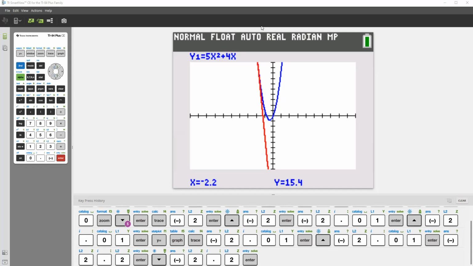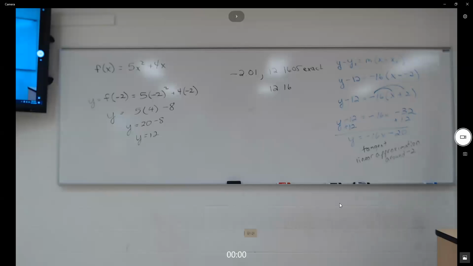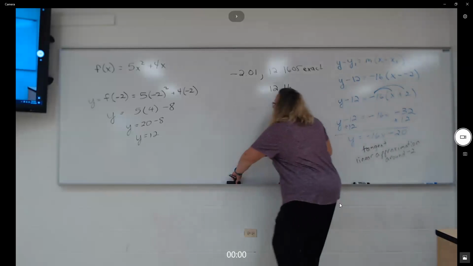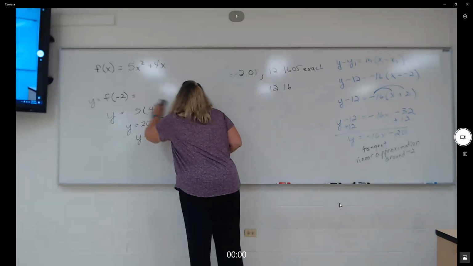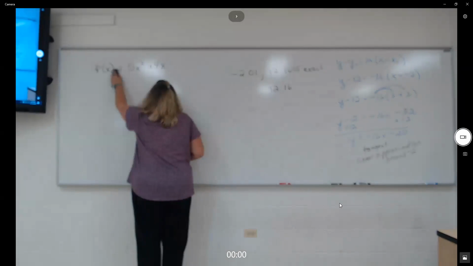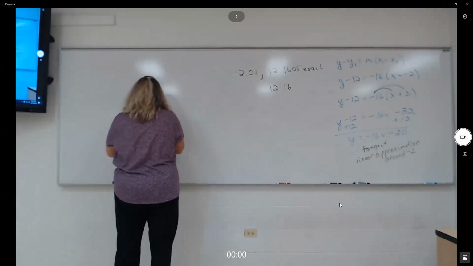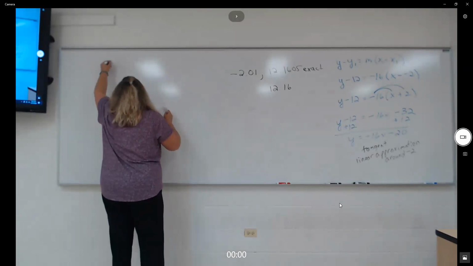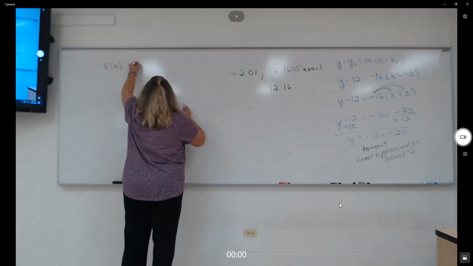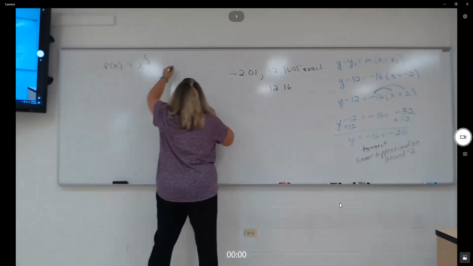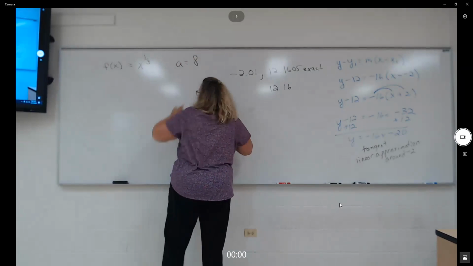Let's see, let's go back to share. All right, done with all our fun stuff. Okay. All right, let's try. Same directions. Turn that off. Let's make one a little bit harder. F of x equals x to the 1/3, and our A value is 8.